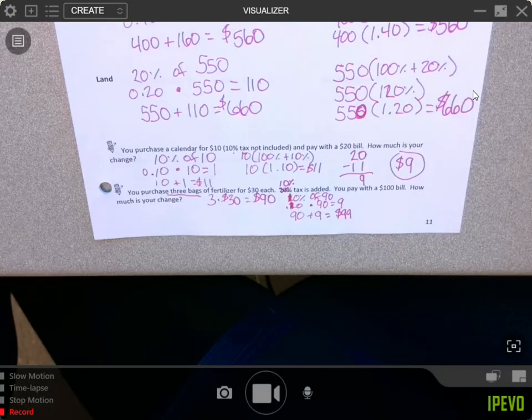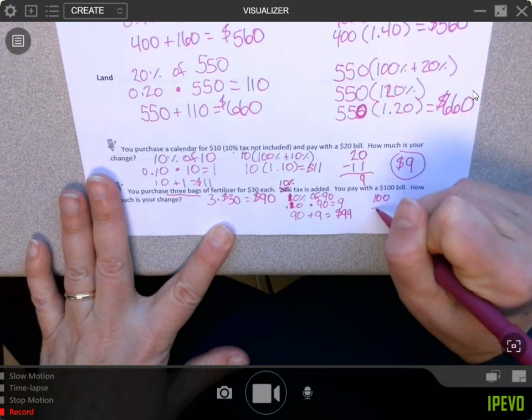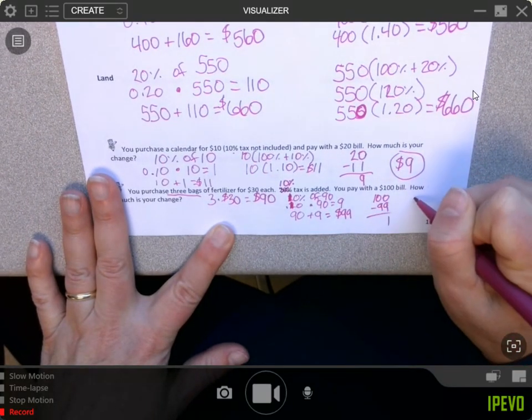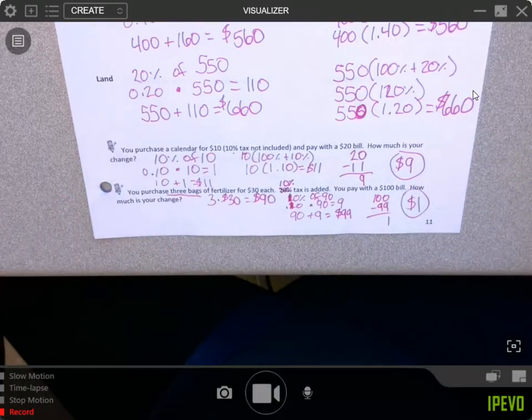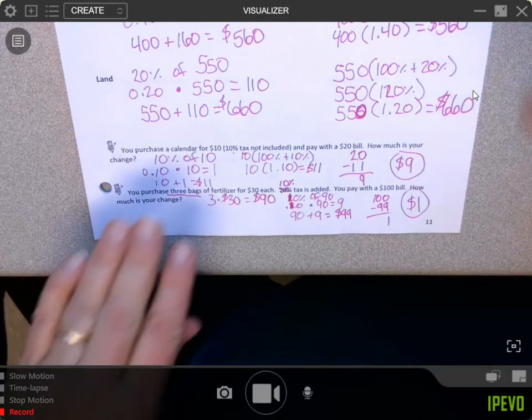Lila? What do I have to do? The question it's asking is how much is your change? I pay with $100. So I have to do 100 minus 99. My change is $1. Okay? So make sure you're answering the question.